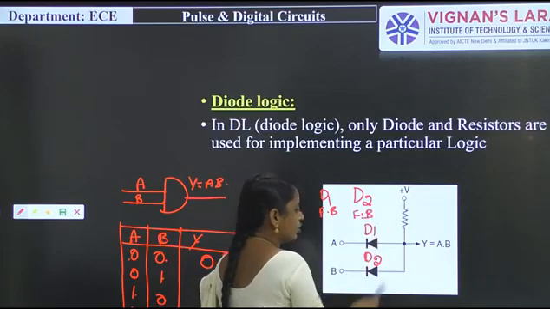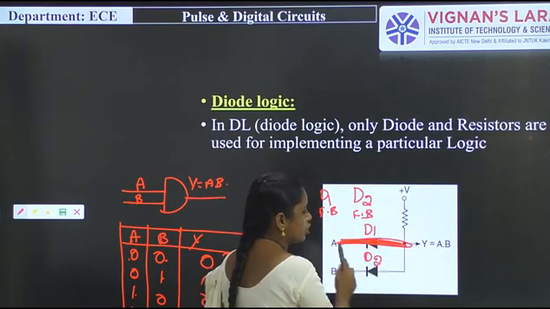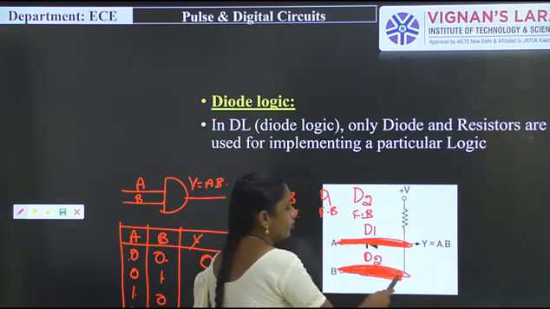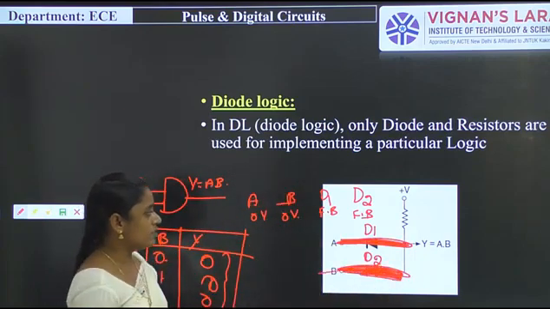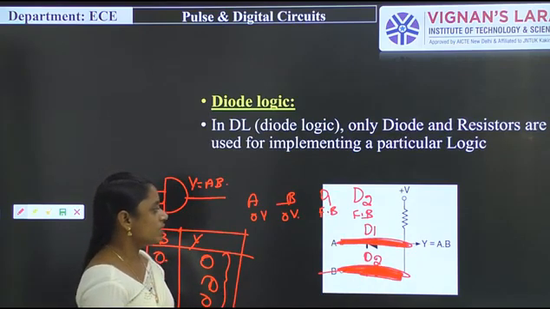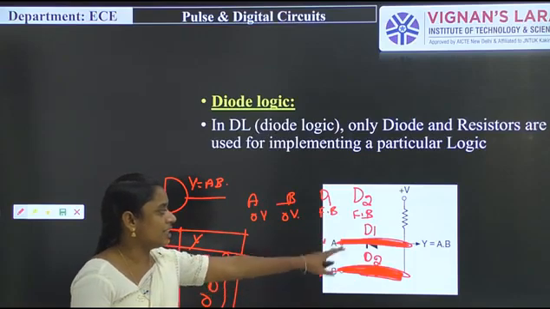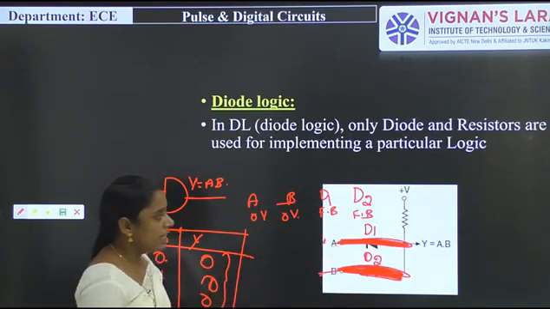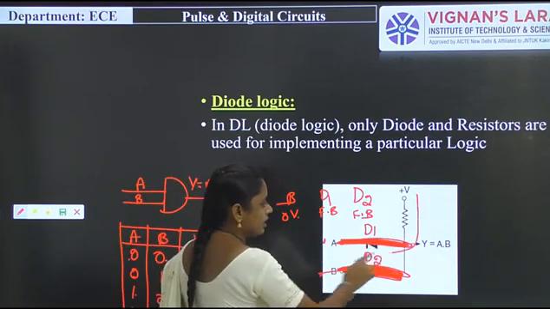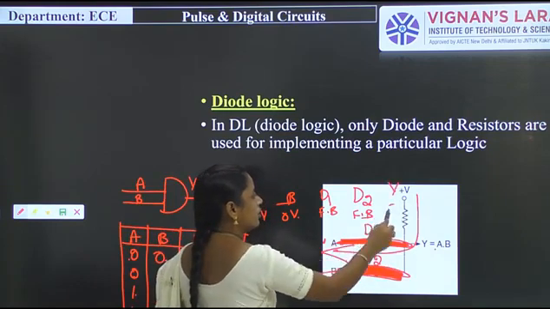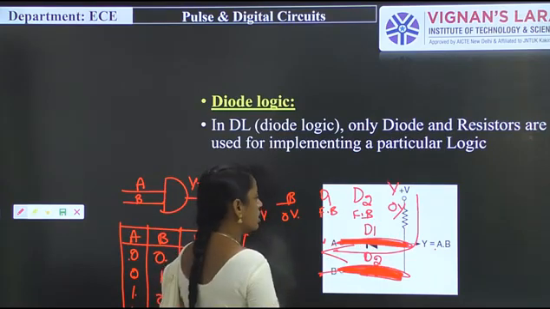So the circuit can be replaced like this with short switches. Both the diodes are replaced with short switches. Whatever input voltage we give at the A and B side is produced at the output side. In this case the current flows in this direction. So the output will be 0, Y is equal to 0 volts, nothing but logic 0.